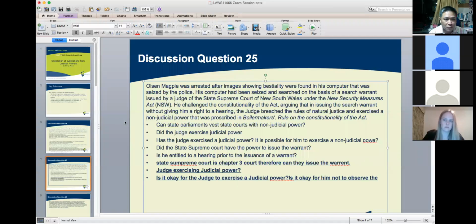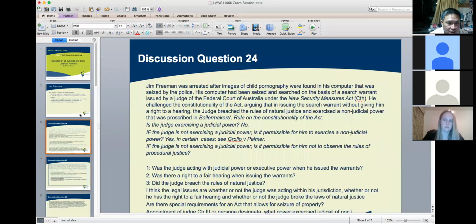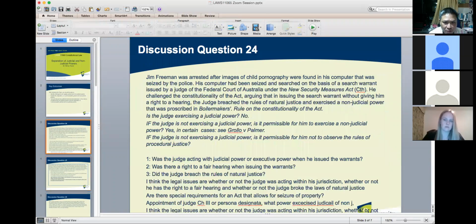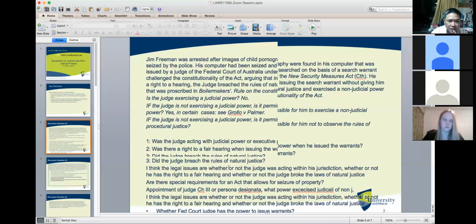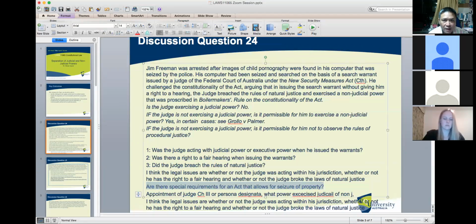Now hold on, before I proceed, I'd like to go back to something here in discussion 24 because there was, I think, a problem that I saw there. Okay, here we go. I just want you to take note of this. Are there special requirements for an act that allows for seizure of property? Now, we haven't been discussing this specific theme. So assuming that it were in fact a legal issue, this is not a legal issue for the purpose of this discussion question.